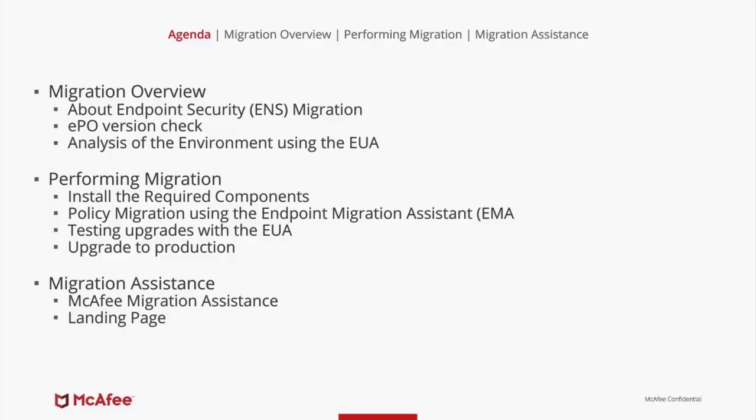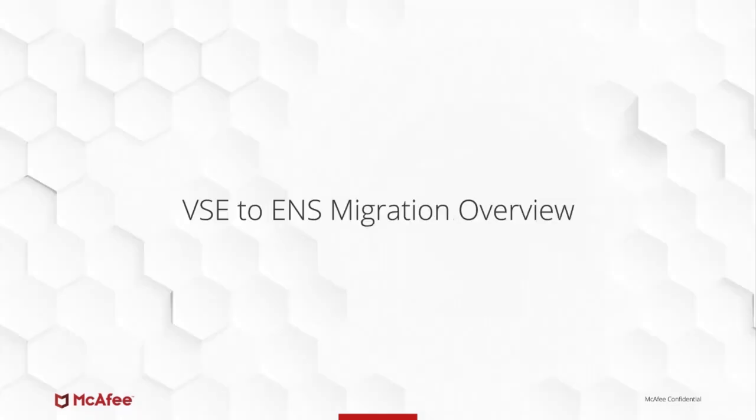We're then going to move on to performing the migration, starting with installing the required components, migrating your policies from your legacy software using the Endpoint Migration Assistant, performing a test upgrade on a small subset of systems with the Upgrade Assistant, and then how to move on to the rest of your production environment. Finally, we'll cover some resources that you have if you need some assistance during the migration process. The first section we'll cover is the migration overview.